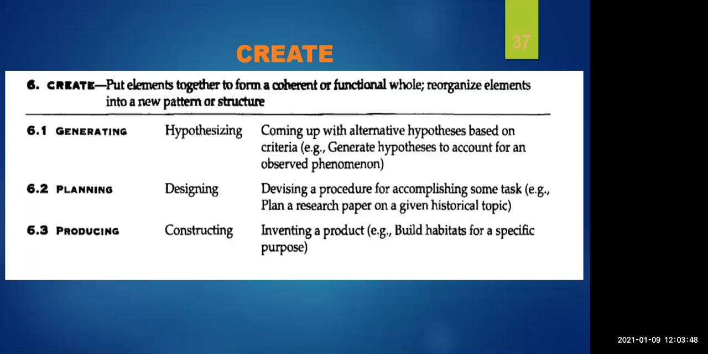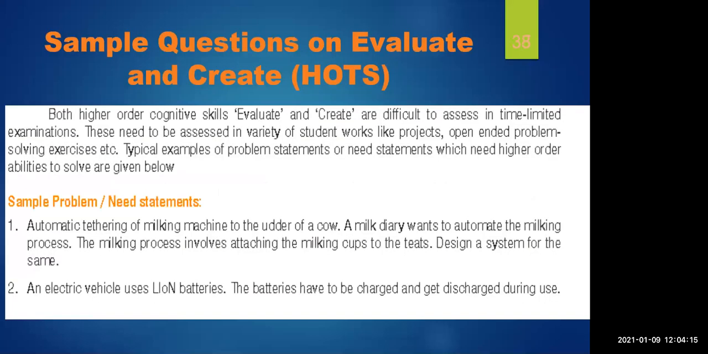We ask them to download some 10 journals, go through them, and present a review paper. That is nothing but asking the students to evaluate knowledge, evaluate processes. So totally we have seen six levels of Bloom's taxonomy: remember, understand, apply, analysis, evaluate and create. The two levels, evaluate and create, are the higher level. It's a higher order cognitive level.